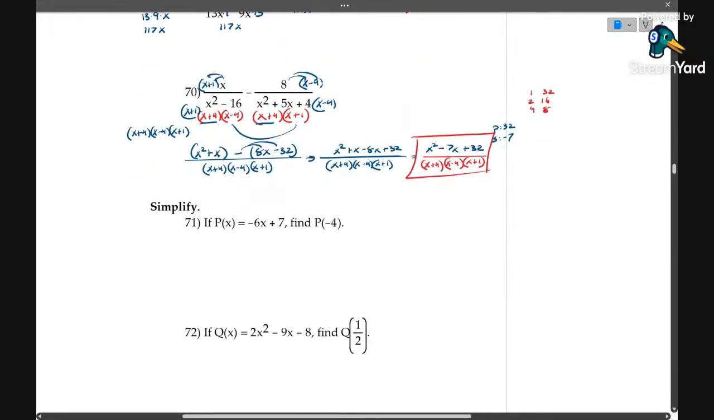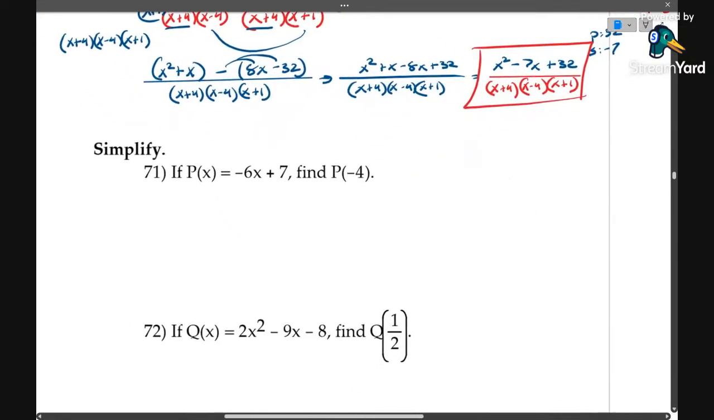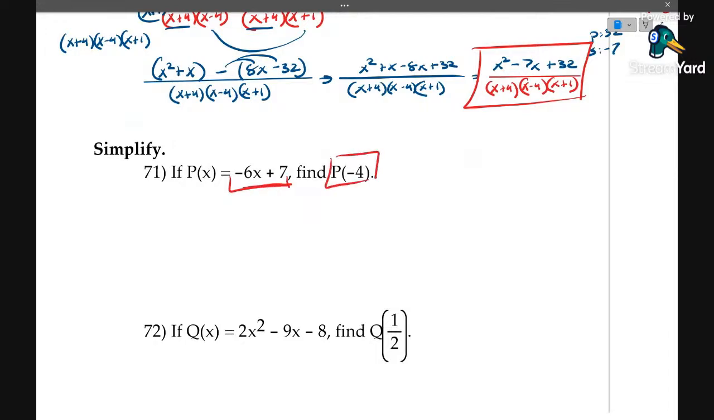Okay. Let's deal with evaluating some polynomials. If I'm given a function p of x and asked to find p of negative 4, then that's just saying, okay, well, when x is negative 4, what does my function equal? So to evaluate p of negative 4, we will just substitute in negative 4 for x and evaluate. We'll get 24 plus 7, which equals 31. So p of negative 4 equals 31.